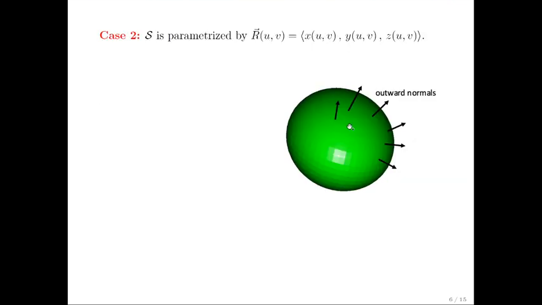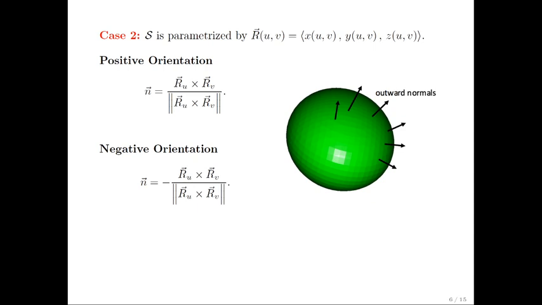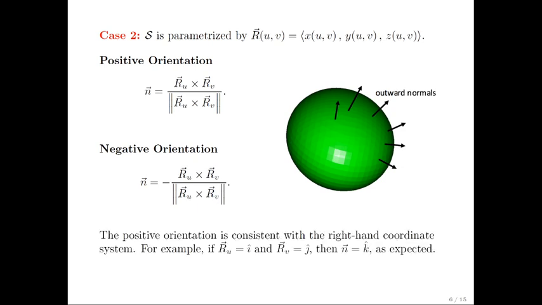Next, in the case that the surface is a parametric surface, so S here is parameterized using two parameters, in this case u and v, we can again obtain the unit normal vectors using the partial derivatives of r with respect to u and v, and getting the cross product. So either we use r_u cross r_v and divide it by its corresponding norm, or we use r_v cross r_u, or the negative of this one, still over the same norm. The positive orientation should be consistent with the right-hand rule.